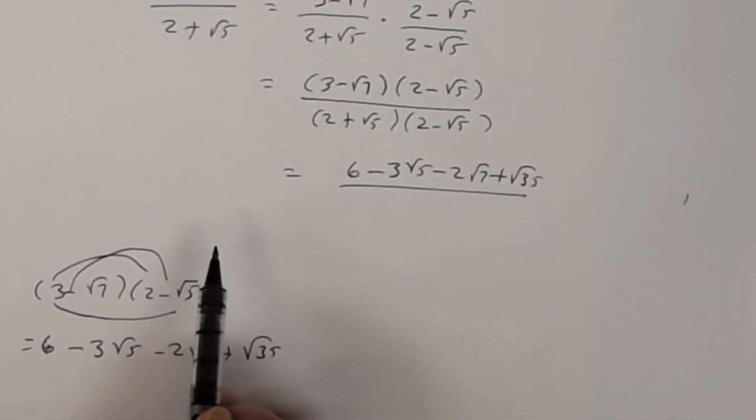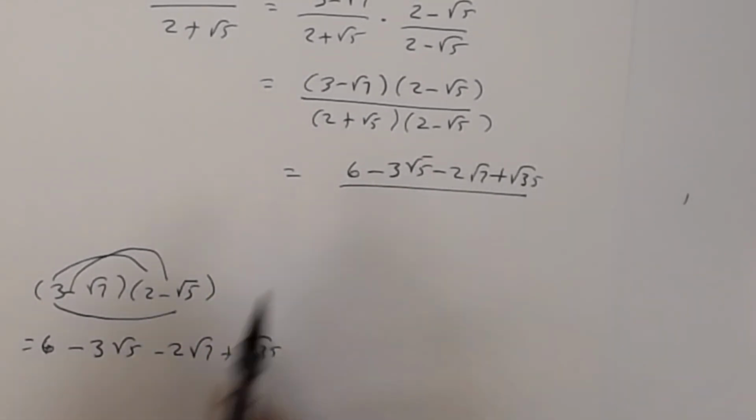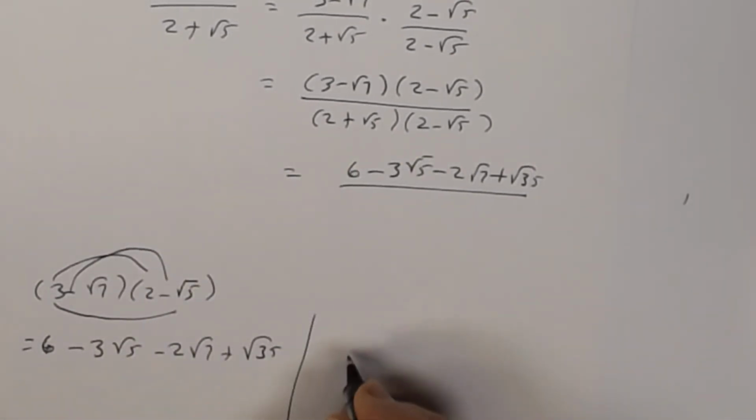Can't do anything else to this. Can't combine any like terms. None of those terms are alike. This is square root of 5, this is square root of 7, this is square root of 35. Those are all different. Now let's multiply the denominator.